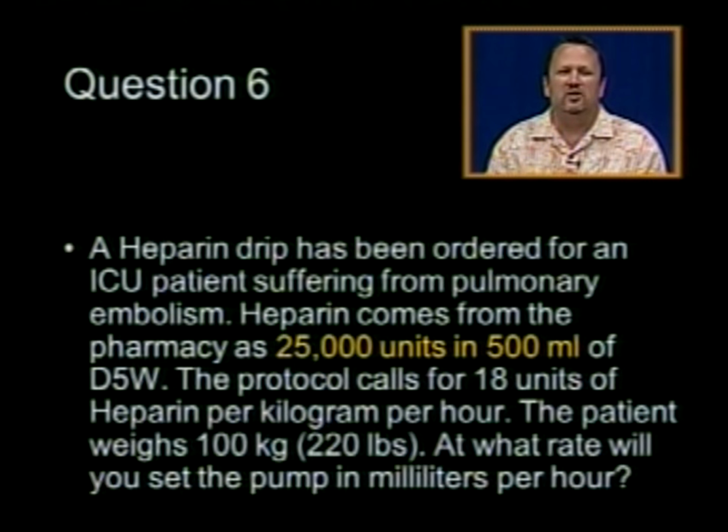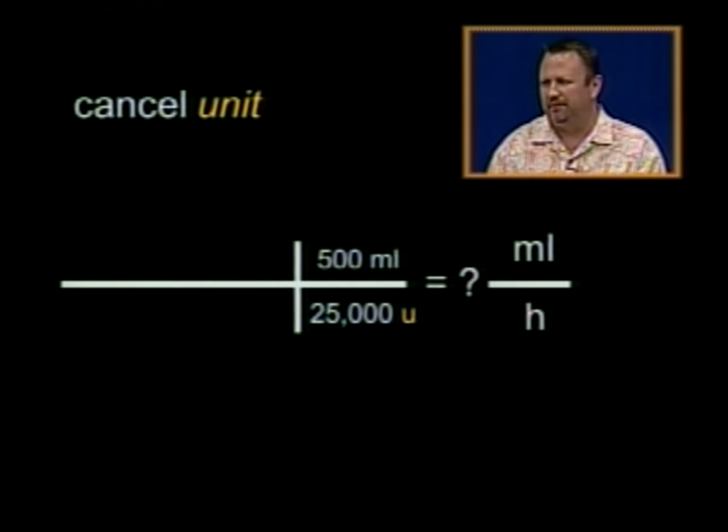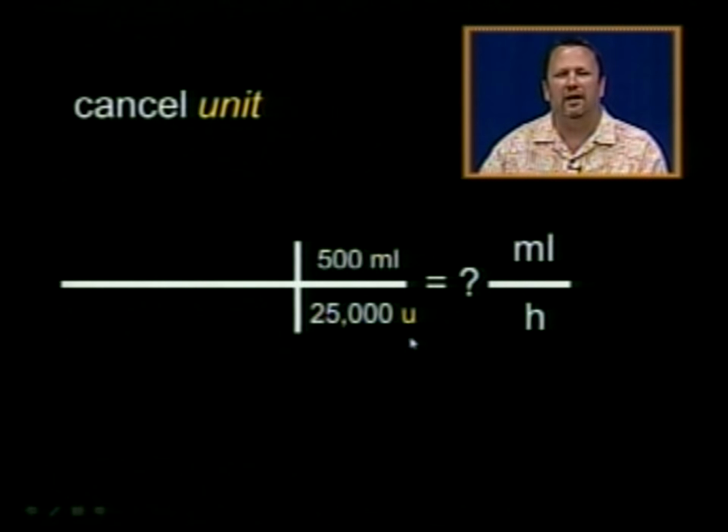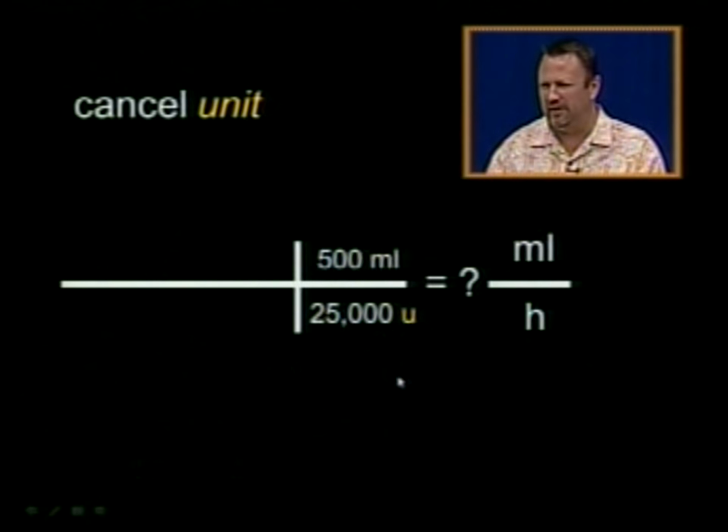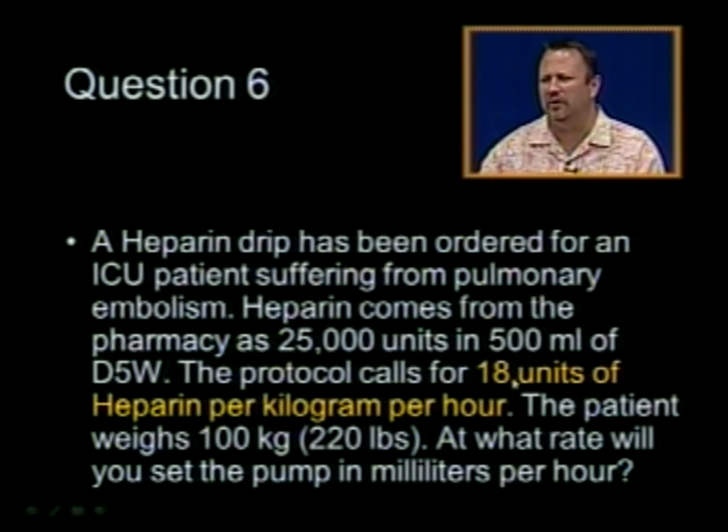So again, here's my 25,000 units of heparin in 500 milliliters of solution. And by putting the 500 milliliters on top, milliliters is in the numerator where it belongs. But now we need to cancel my unit, which is there in the denominator. Well, 18 units of heparin per kilogram per hour. Let's talk about that a little bit.